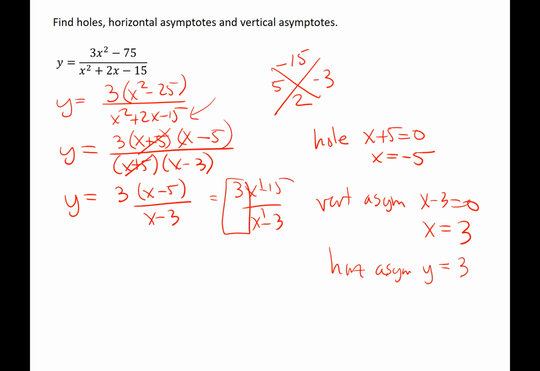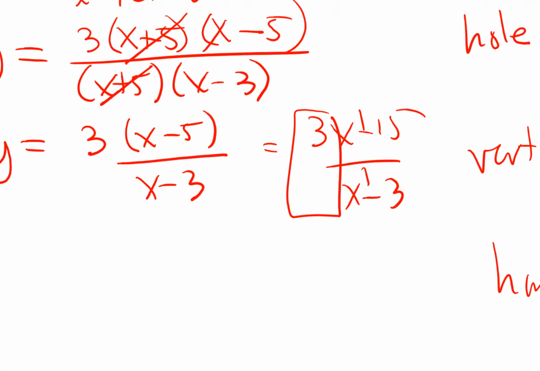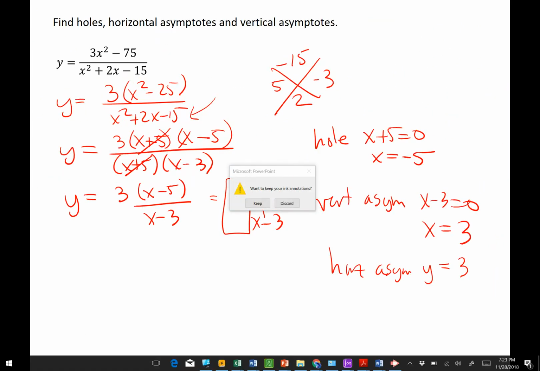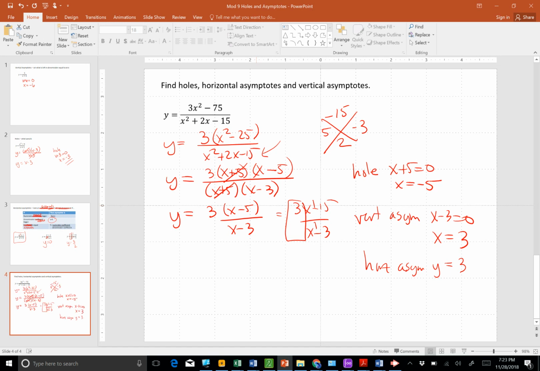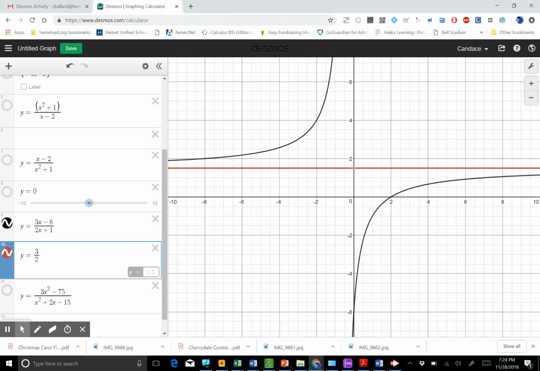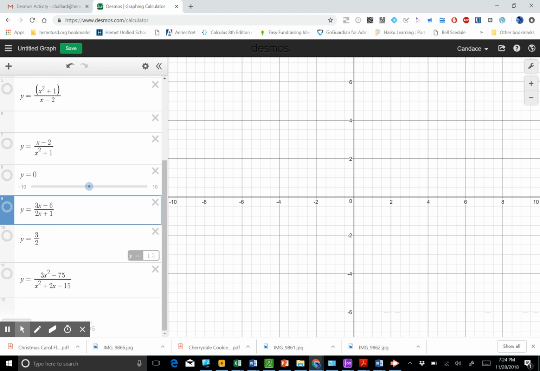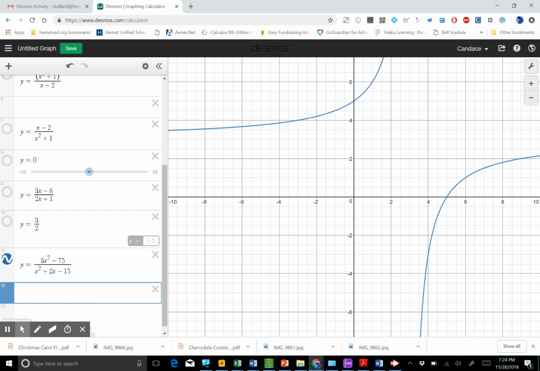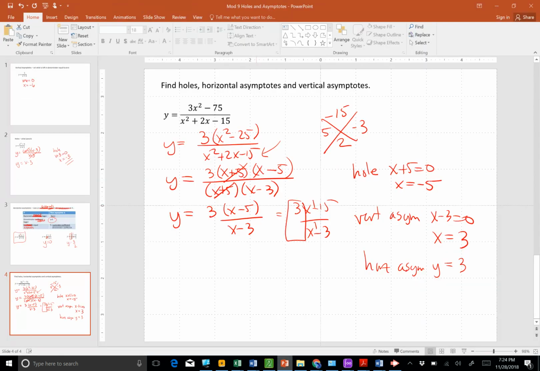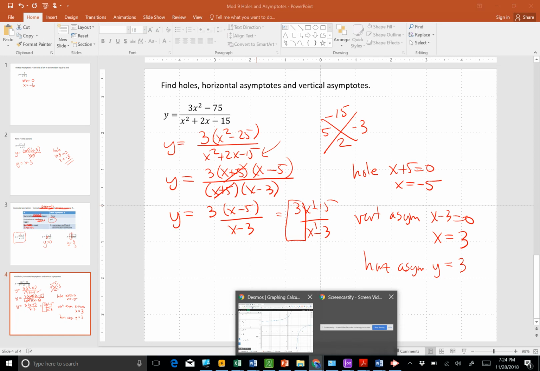All right, so let's take a minute and look at those in the calculator. Sorry, it went all crazy. Okay, so I'm going to turn these guys off. I'm going to go back. I'm going to turn this on. So that's what the picture looks like. Okay. And we're going to look at the hole, which was at negative 5. So let's look at negative 5 and see where the hole should have been.